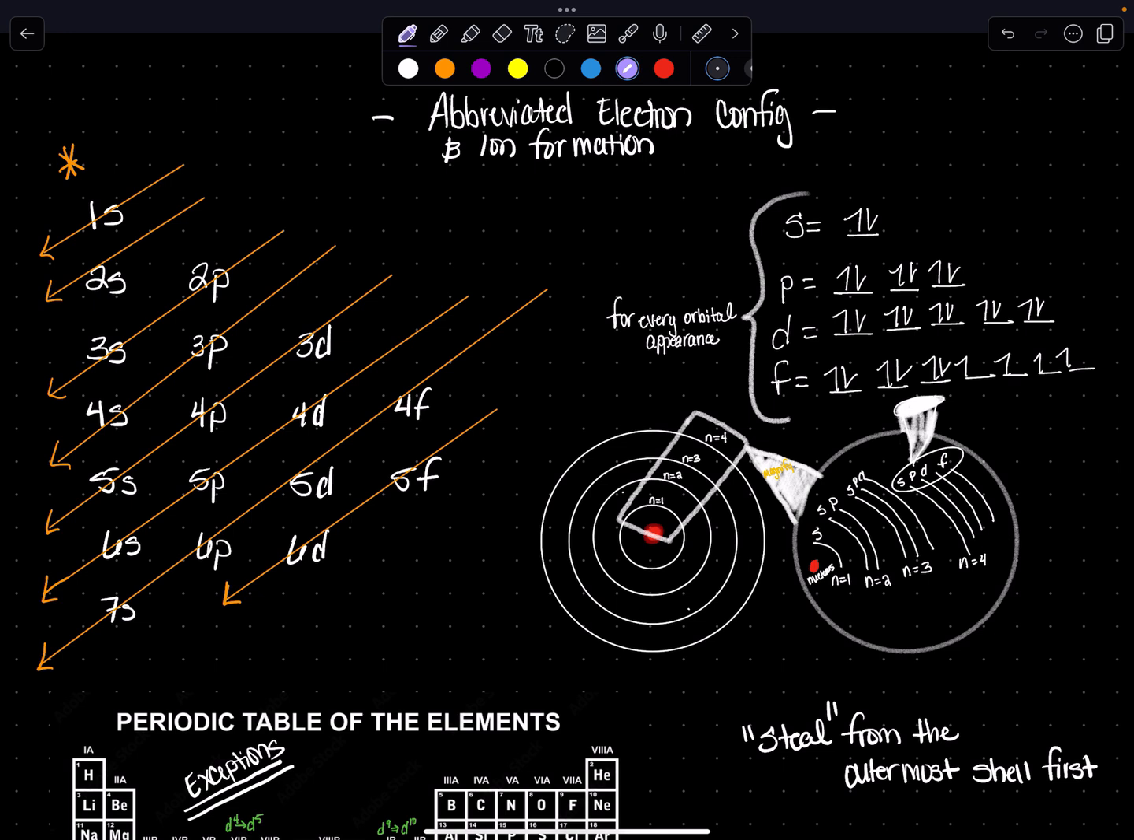So I'm going to pick a color so you can easily see it. But on my standard Aufbau tree, there's a shortcut to using your noble gas configurations. And I will backtrack and show you what a noble gas is. But I would encourage you to record this shortcut in the exact place you see it here.